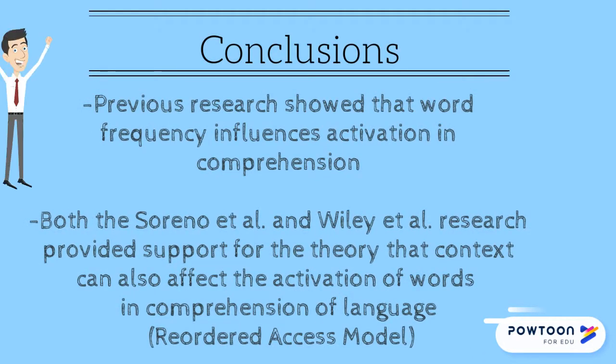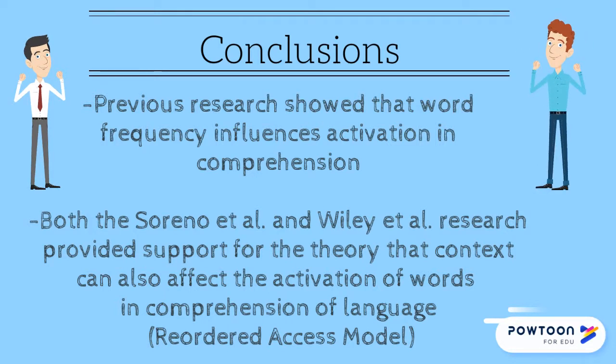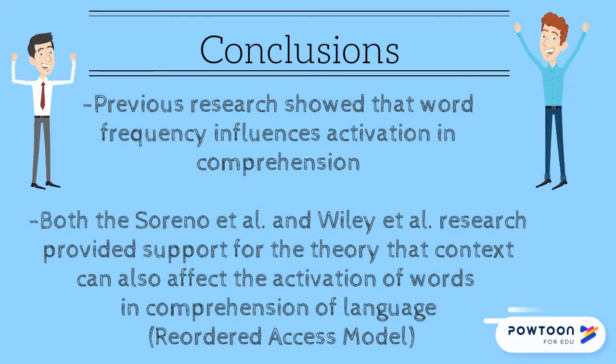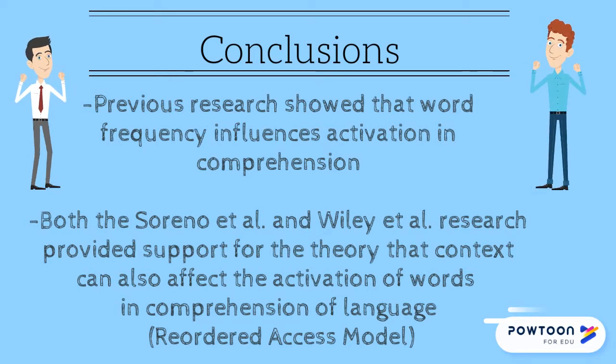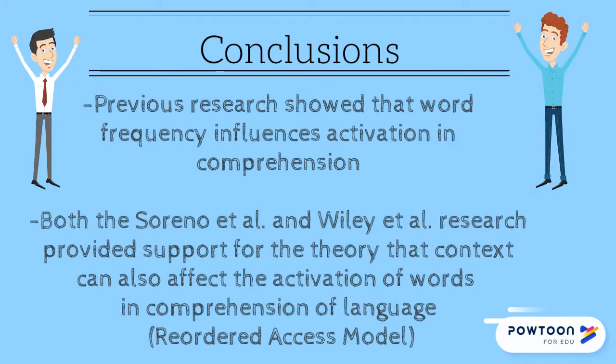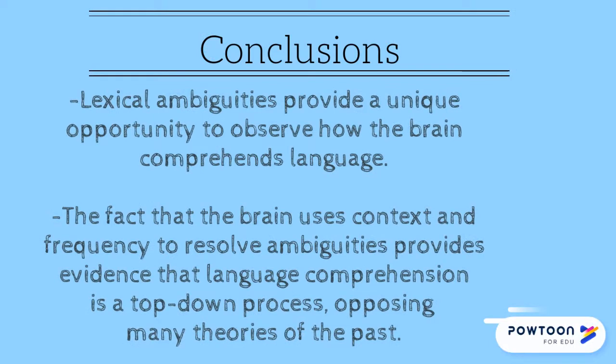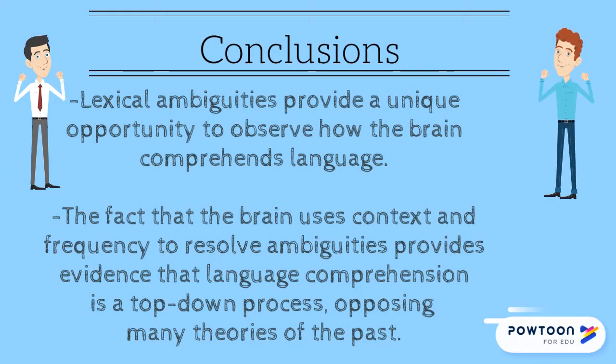So, in summary, previous research had showed that word frequency influences activation and comprehension. However, both of the studies we looked at today provide support for the theory that context can also affect the activation of words in comprehension, which is the reordered access model. We can conclude that lexical ambiguities provide a unique opportunity to observe how the brain comprehends language.